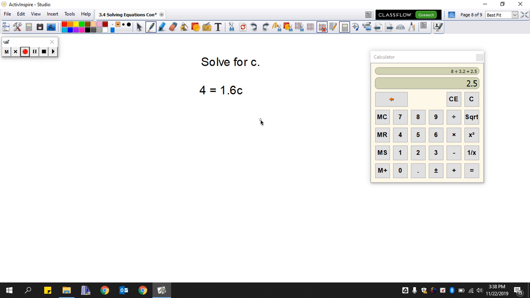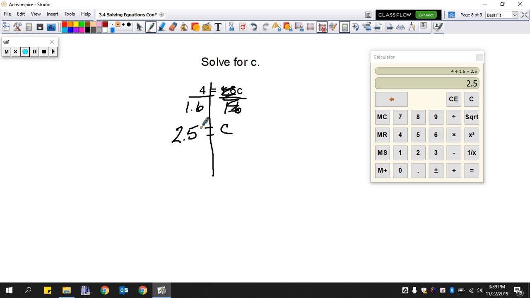Once again, this is only slightly different because here this is multiplication again because it's a number and a variable side by side, but it's on the right hand side of the equation. It doesn't matter which side of the equation it's on, you still do the same thing. So we're going to divide by 1.6, we're going to divide the 4 by 1.6, the right hand side they cancel out, you're left with a C on the right hand side, and then you go 4 divided by 1.6, and you end up with 2.5 again.